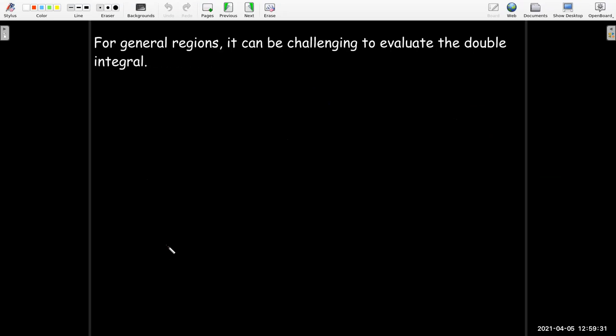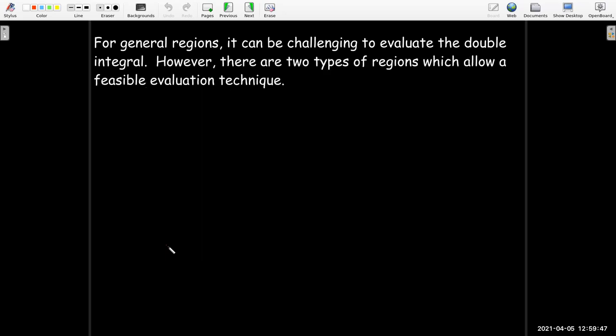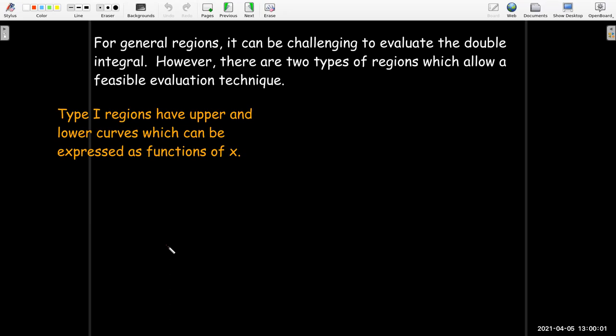Now, for a general region, it can be quite challenging to evaluate a double integral. You'd probably have to resort to using numerical techniques. But for certain types of regions, it's going to allow us to perform an evaluation using the techniques that we already know and obtain an exact answer. So we're going to have two types of regions.